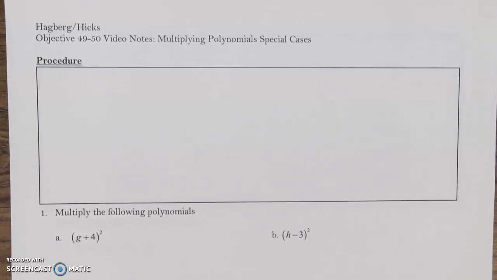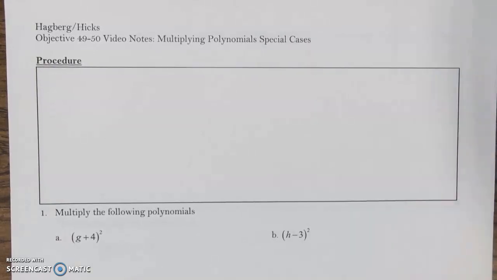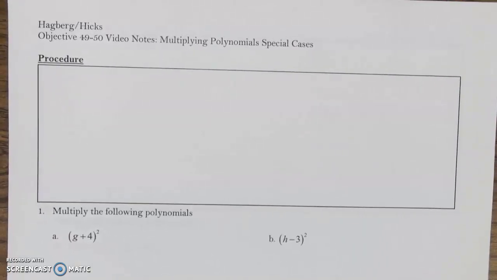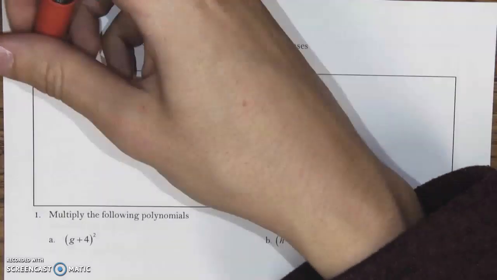Alright, here we go. This is the last video for the unit. This is objectives 49 and 50, which is multiplying polynomials, but just those special cases. So I'm going to start off by just recalling something that we learned from one of the earlier objectives.